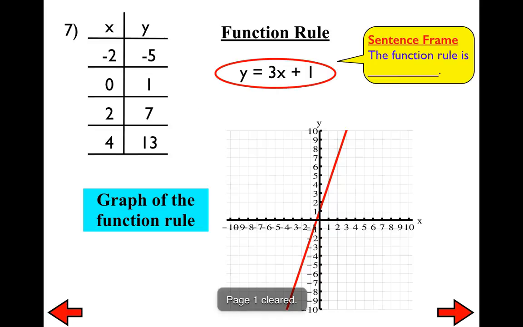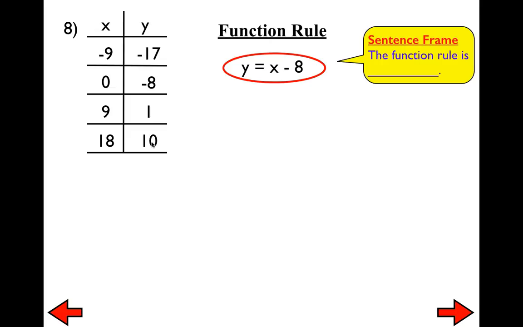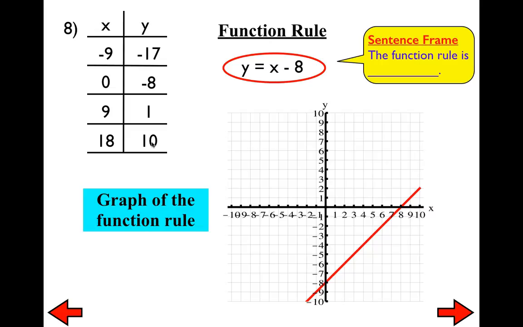Okay, so now moving on to number 8. Again, go ahead and pause the video and try this one on your own. Definitely use the graph if you need to try to figure it out graphically. Okay, so let's see how well we did. The function rule for this table is going to be y equals x minus 8. So hopefully, some of you may have looked at the table and seen that every single time you were subtracting 8 to get the output, every time, okay? But if you couldn't, you could have graphed it.